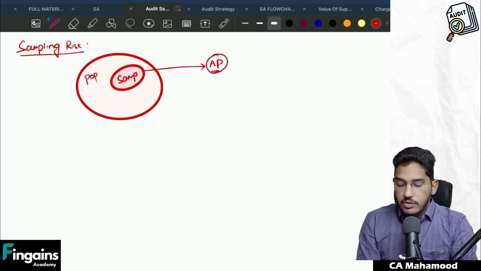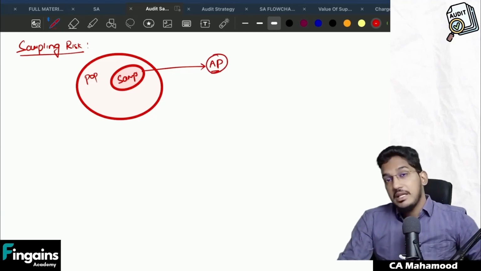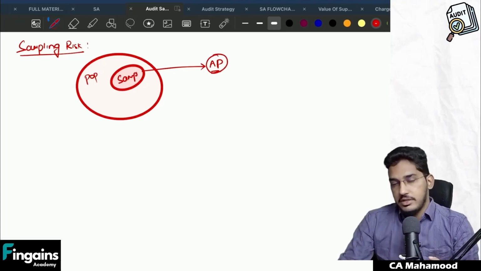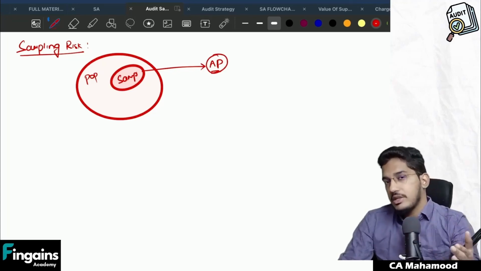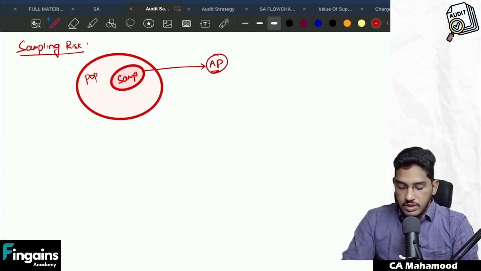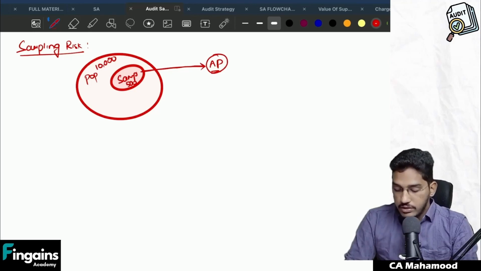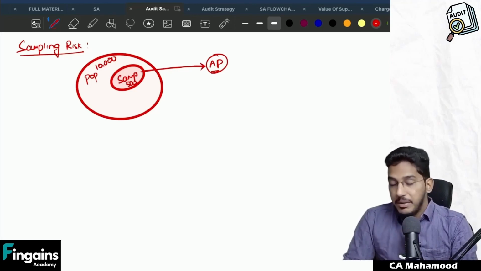Now, do you think when the auditor verifies the transactions on sampling basis, there will be any risk which the auditor is facing here? Step into the shoes of the auditor. Imagine yourself as an auditor. Total 10,000 transactions are there. Out of that, you have selected a sample of 500 transactions. You will perform audit procedures only on the sample of 500. By doing it, are you taking any risk? Obviously. What risk are you taking?